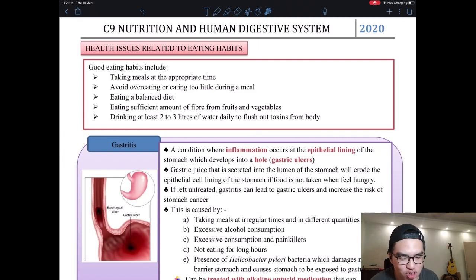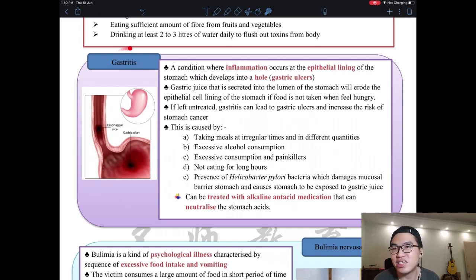Okay, next, gastritis. This is what we actually call gastric. But there's no gastric. Gastric is not a disease. Gastric is an adjective. The disease name is called gastritis, because itis means swelling, the swelling of your gastric, which means your stomach. It's the inflammation, like I said, swelling of the epithelial lining of the stomach, which develops into a hole, a gastric ulcer. This is the late stage already.